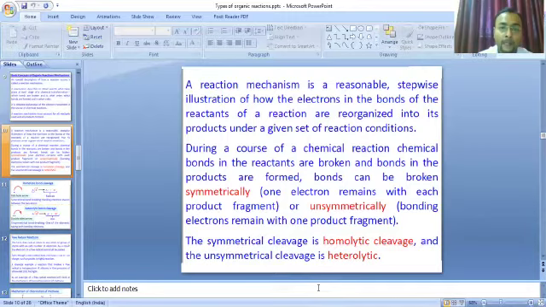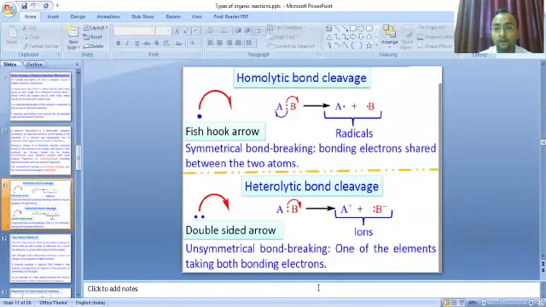In the coming slide, we will learn how symmetrical cleavage and unsymmetrical bond breaking occur. This slide clearly shows that two types of arrows are drawn in red color. The fish hook arrow shows that the bond is symmetrically broken and the bonding electrons are shared between the two atoms equally, and free radicals are formed. The other species are charged, which are called ions, and negative charges are anions.